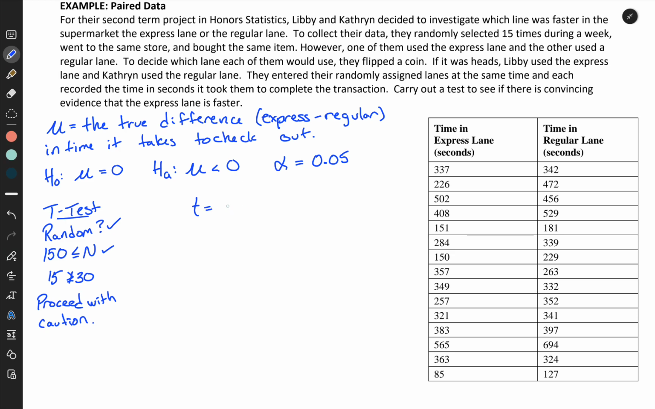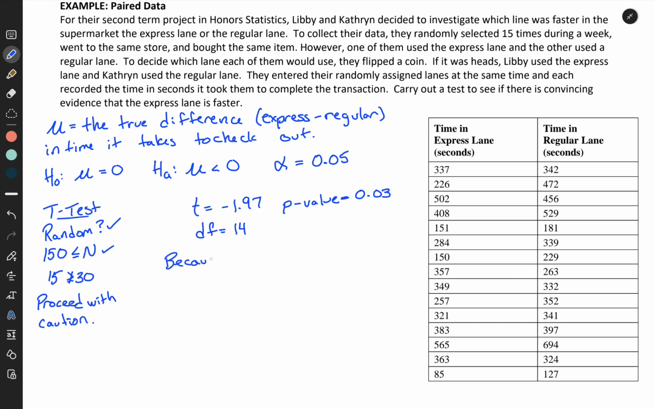Our test statistic t is negative 1.97. Our p-value that our calculator is giving to us should be 0.03. And last but not least, let's also include our degrees of freedom, which is 1 less than our sample size. 15 minus 1 is 14. So keep in mind the sample size, because we're looking at a combined difference, and there are still only 15 points of data, not 30. So let's go ahead and write our conclusion in context now.